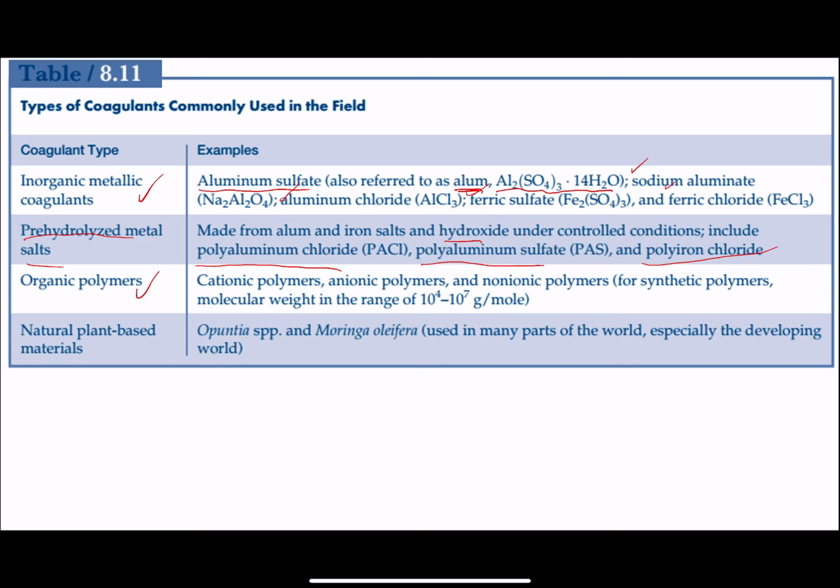Organic polymers are another type of coagulant: cationic polymers, anionic polymers, and non-ionic polymers. These are synthetic polymers, with molecular weight 10^4 to 10^7 grams per mole. These organic polymers are really good at removing dissolved organics. And the fourth type is to use natural plant-based material. These are used in most of the developing world.